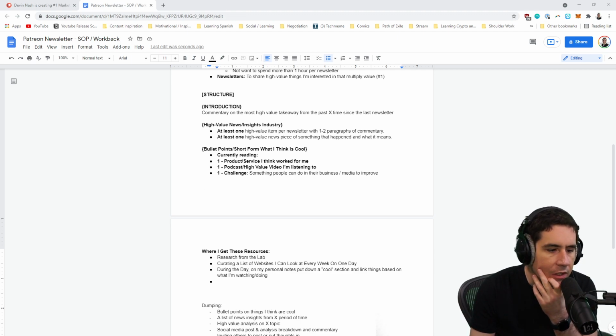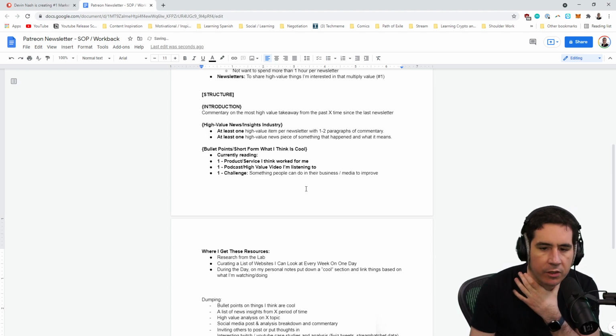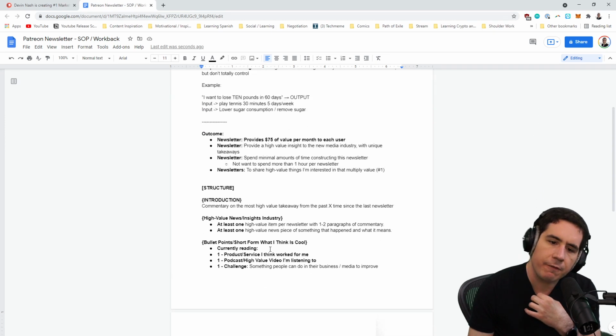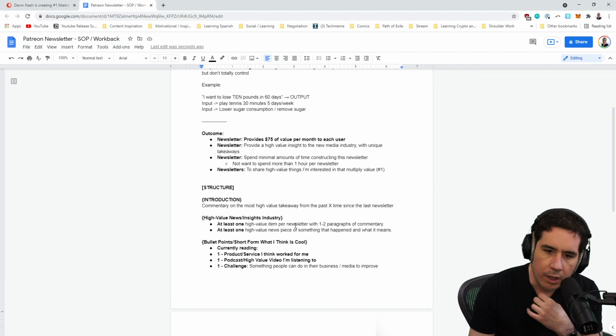And then there's going to be the cool section. There's going to be research from the lab. There's going to be creating websites. And that should give me enough resources to build the skeleton of the newsletter and get all these things done. And then from there, I would say this is actually the project. So now from here, I know what I'm going to do.